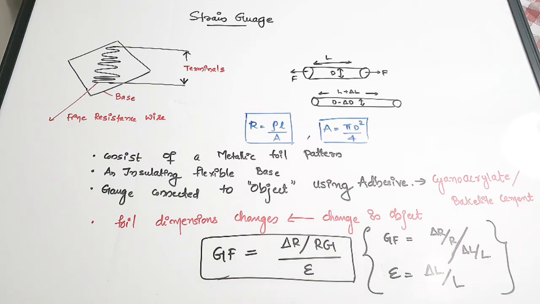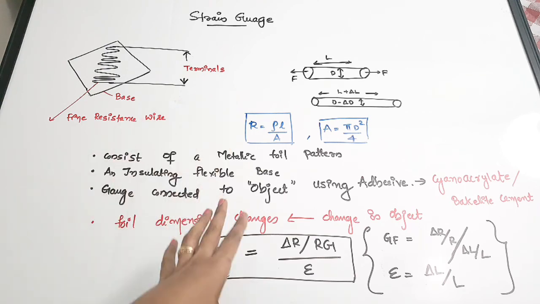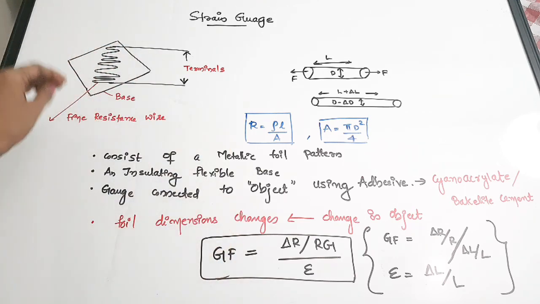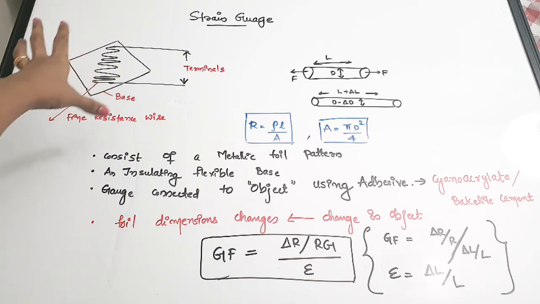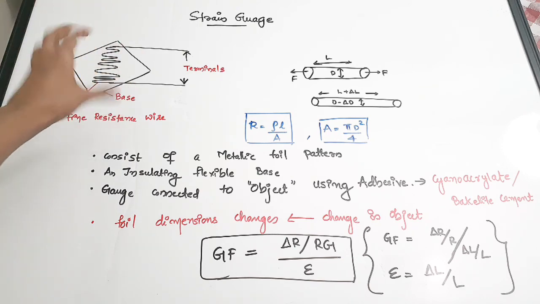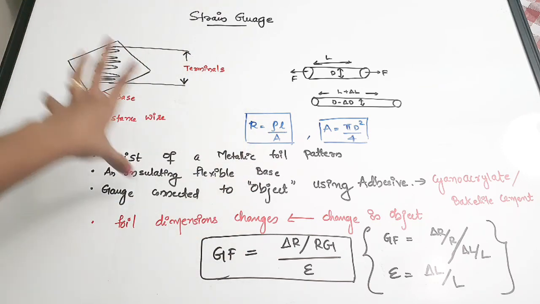So in simple words we can say, whenever we want to measure the strain associated with an object, we'll connect that object with the strain gauge using an adhesive, and whatever deformation or strain we want to give to that object we'll give, and as a result this wire on the strain gauge, that is this metal foil on the strain gauge, will undergo some deformation due to the applied strain on that object.